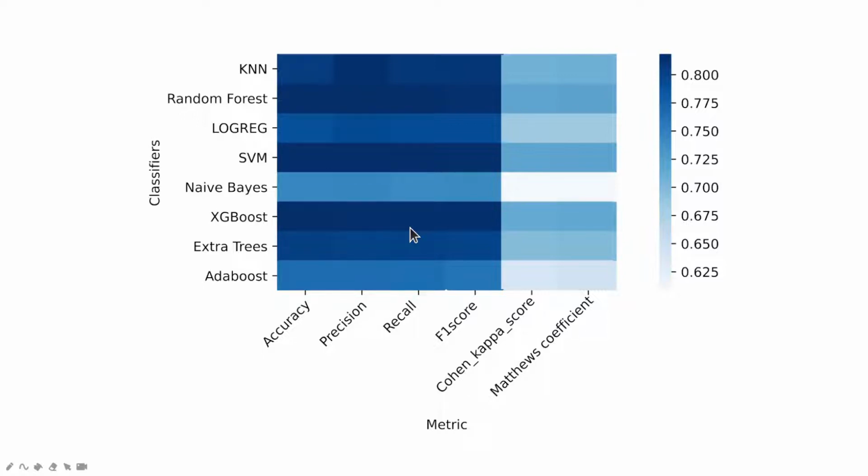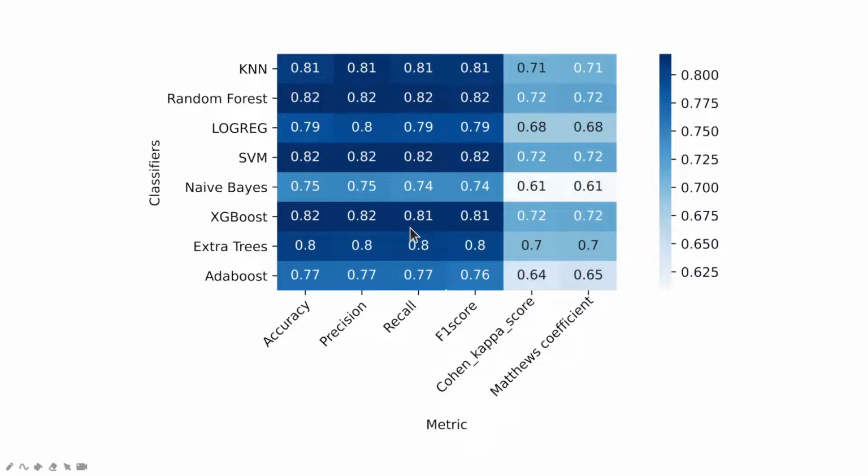So let's switch to the other heat map. Perfect. Now let's compare just the three top classifiers. For XGBoost, we have 0.82, 0.82, 0.81, 0.81, and then 0.72, 0.72. For SVM, we have 0.82 and then 0.72. For random forest, 0.82, 0.82, 0.82, and then 0.72.